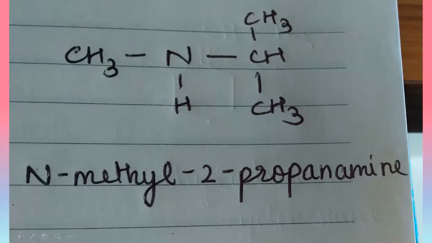So I'll break it up. That is N-methyl for the methyl group attached to it as a substituent, and then 2 for the nitrogen group that is attached to the second carbon, prop for the parent chain root word, ane for the saturated bonds present, that's nothing but the single bonds present here, and amine for the main functional group present here.